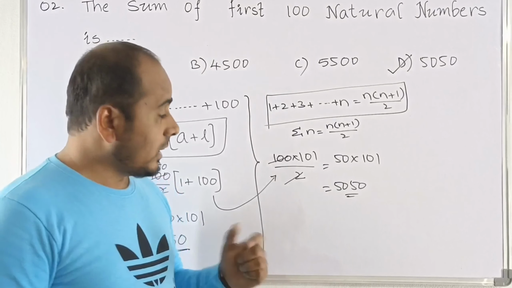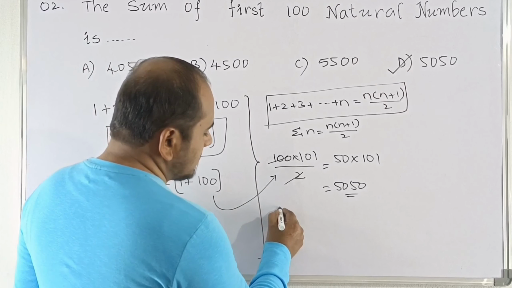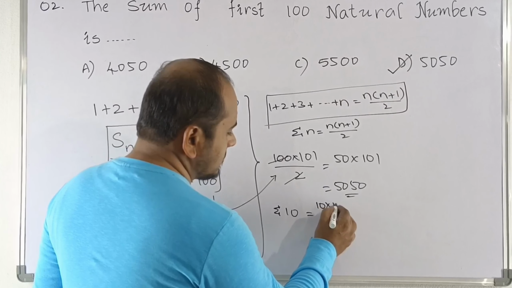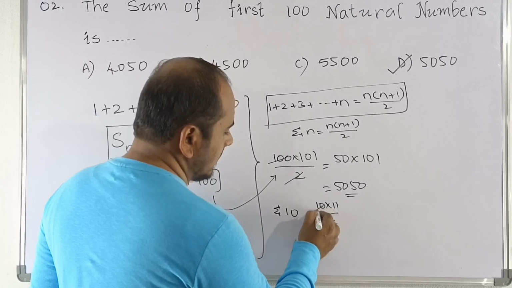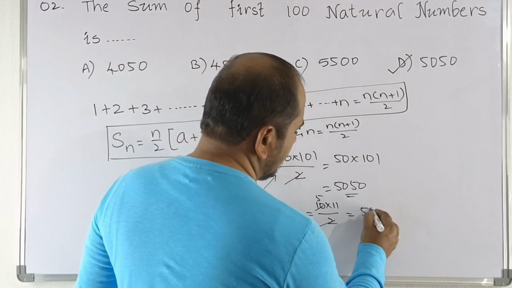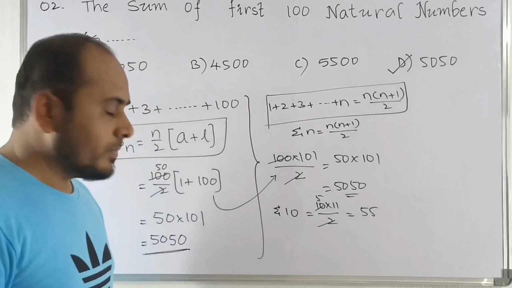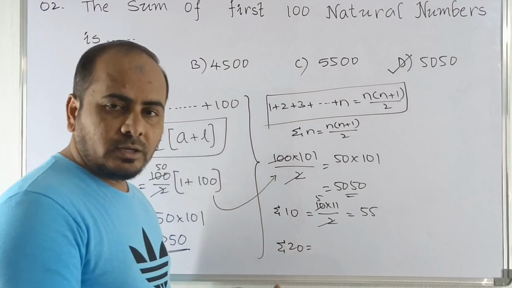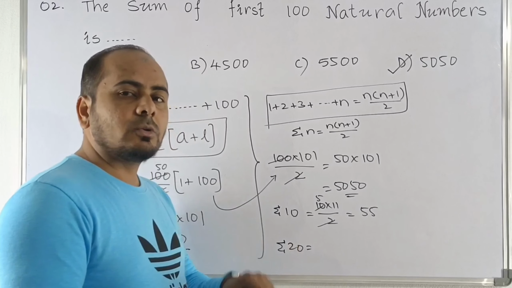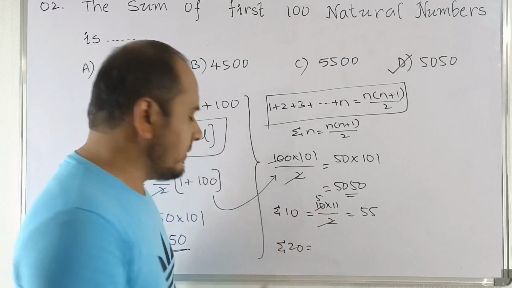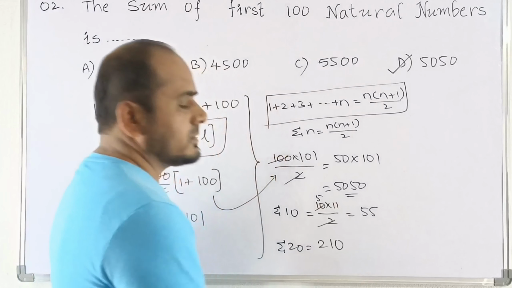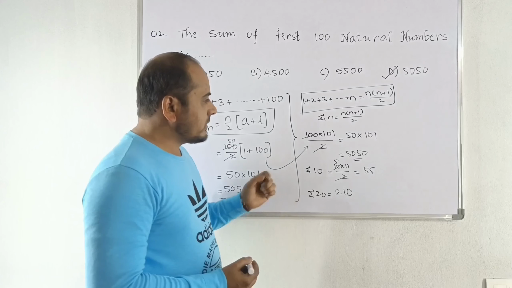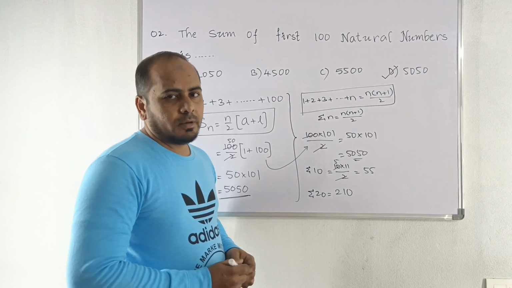So sometimes he may ask the question like this. What is the sum of first 10 natural numbers? So easily we can do it. 10 into 11 by 2. So 2 fives are 10, 5 elevens are 55. In the same way, what is sum of 20 natural numbers? 20 into 21 by 2. So 10 into 21, 210 will be the right answer. Like this, directly we can calculate, my dear. So this is a very important problem. Remember.